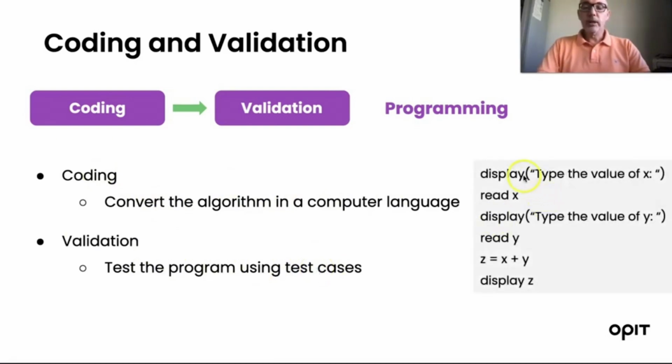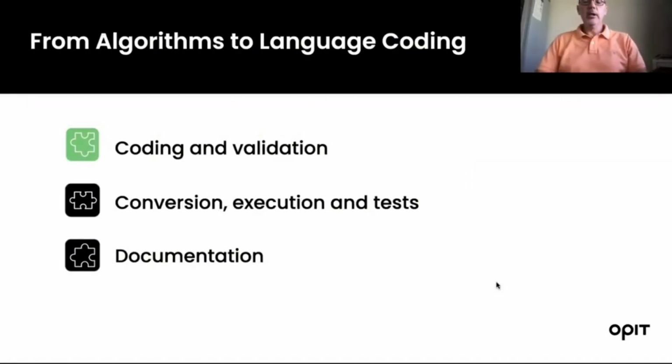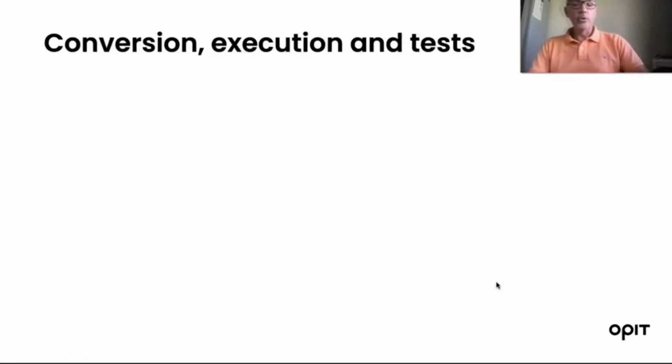We are going to consider again our very simple example, in which I am adding here 2 other statements: to display on the monitor a request to the user to type the value of X, reading the X, asking the user to type the value of Y, reading the value of Y, and then computing the sum, and finally displaying the sum. So here is a program or an algorithm consisting of 1, 2, 3, 4, 5, 6 statements. Now I am explaining the coding and validation. We are going to see how to convert it.